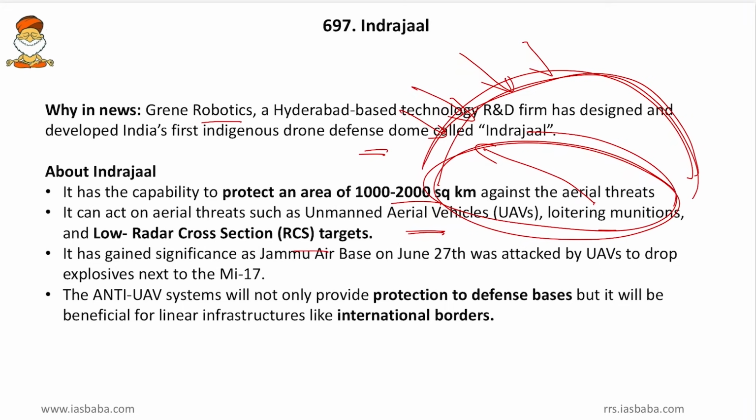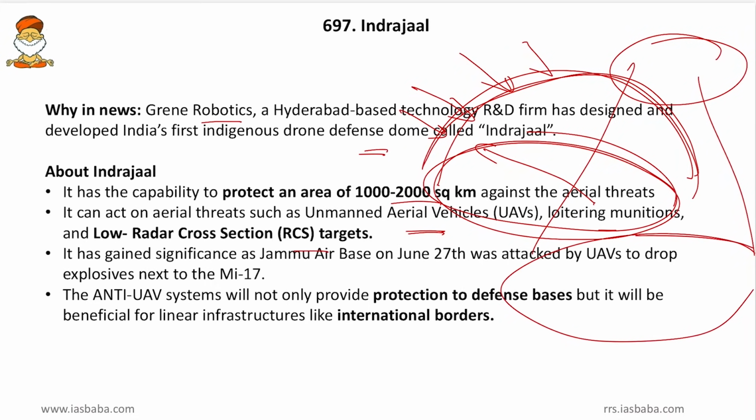Friends, these low radar cross section targets are specifically for low radar cross section. Friends, high radar cross section targets are too high for the dome to catch. So that is why only low radar cross section targets come under the capability of this system. Then it has gained significance as Jammu Air Base on June 27th was attacked by UAVs to drop explosives next to the MiG-17. So friends, in the June 27th UAV attack in Jammu and Kashmir, this becomes important, and this Indrajal can take over such attacks efficiently.